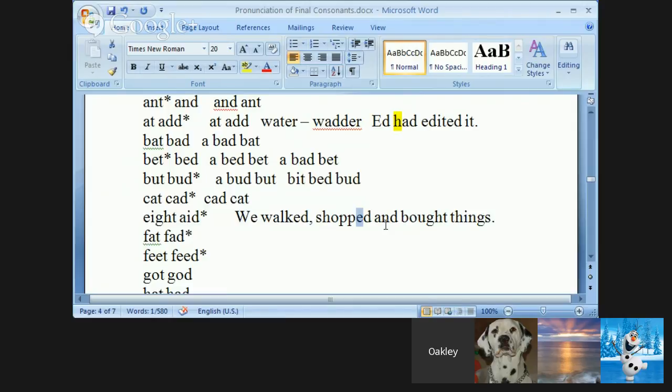Shopped and bought things. Now, regardless, you're going to hear that T aspiration because we're a little more careful about grammatical endings.